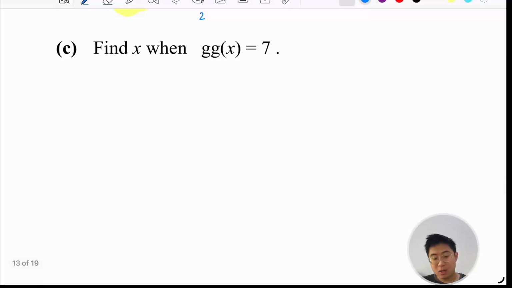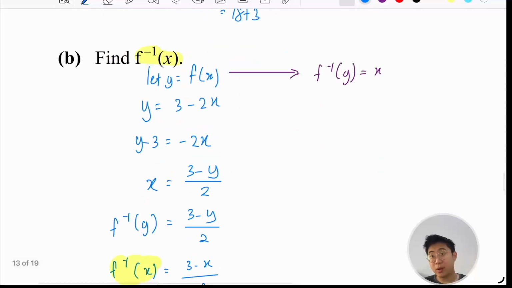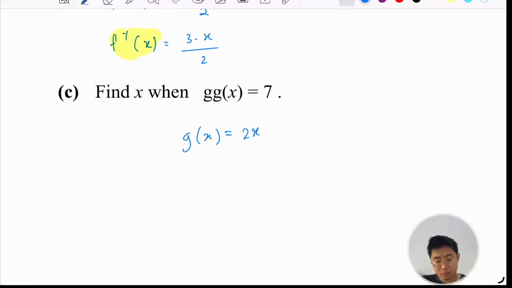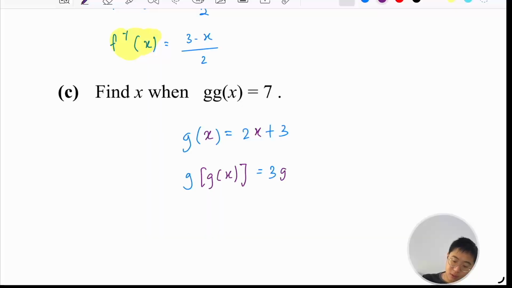Find x when g(x) equals 7. Okay, so let's write down g(x) and see what that is. g(x) is 2x plus 3. And remember that what's on the inside is also what's on the outside. So I have 2 g(x) plus 3.